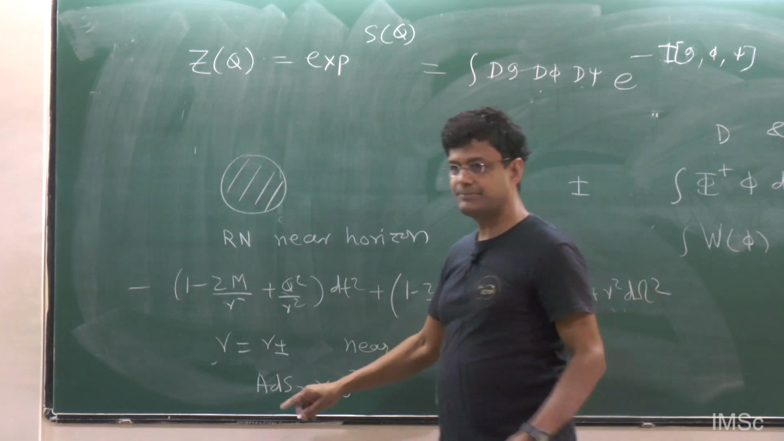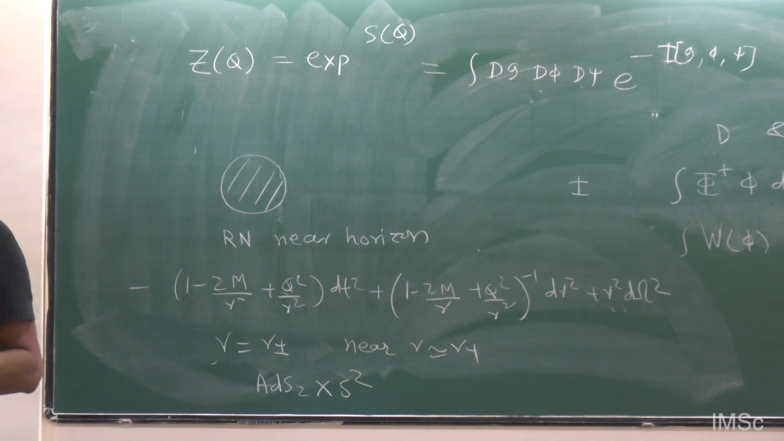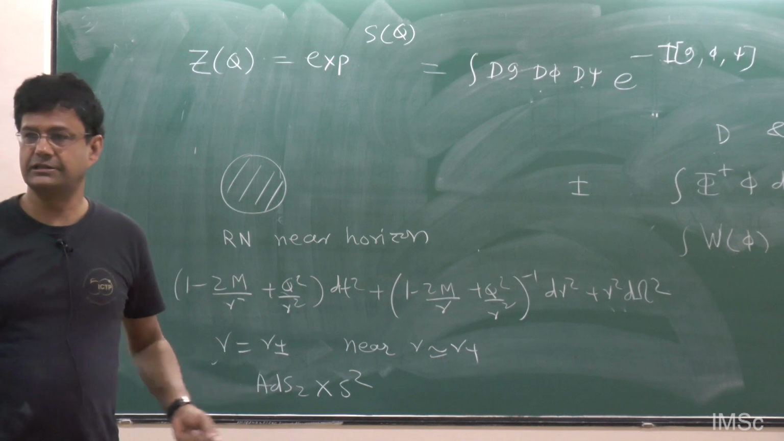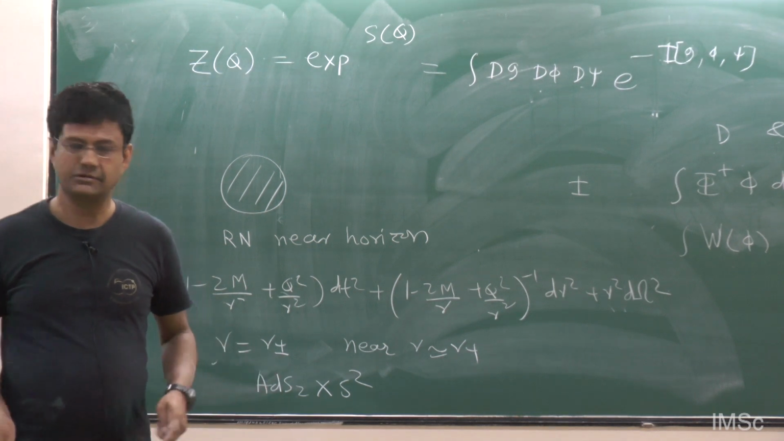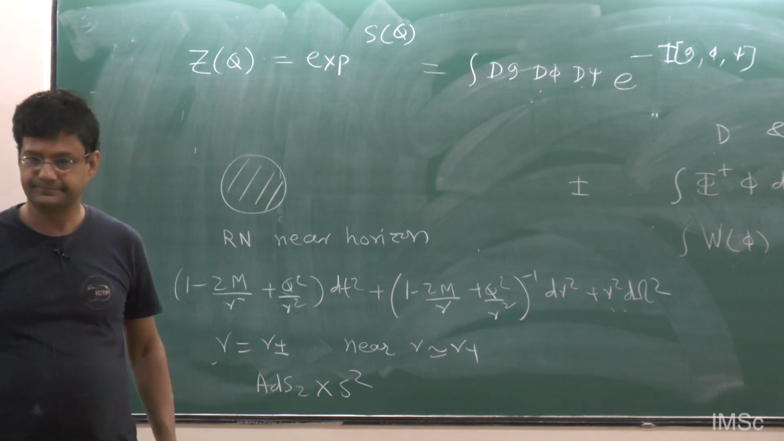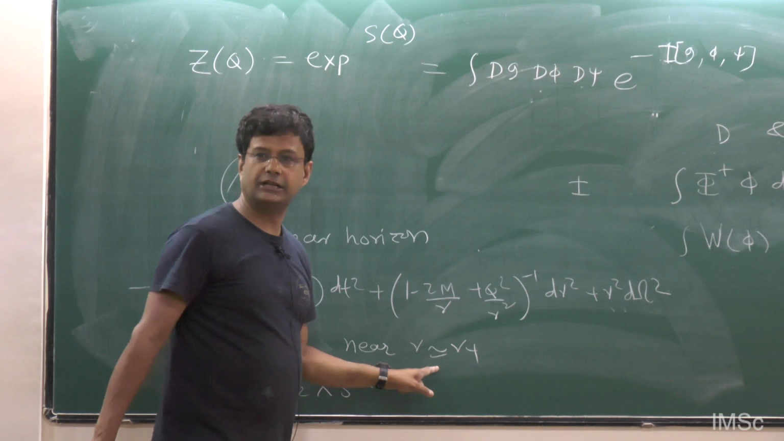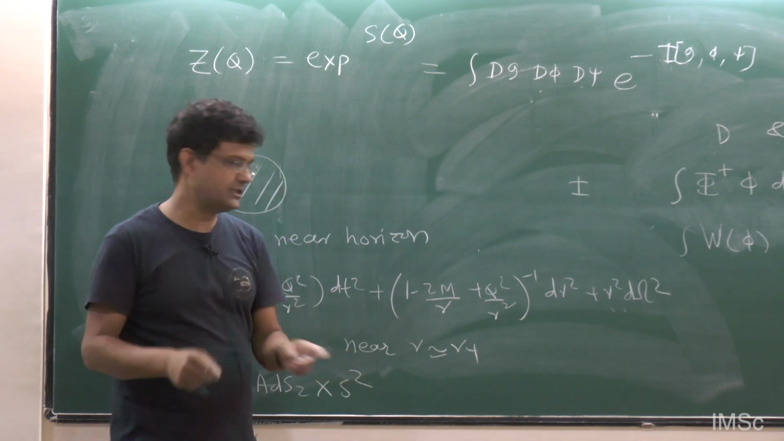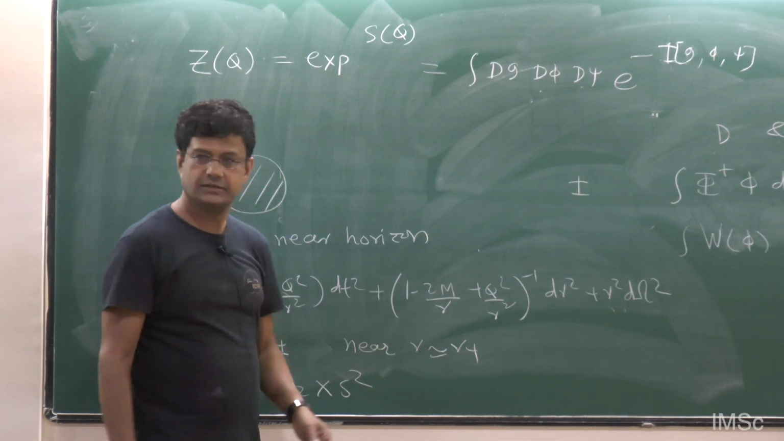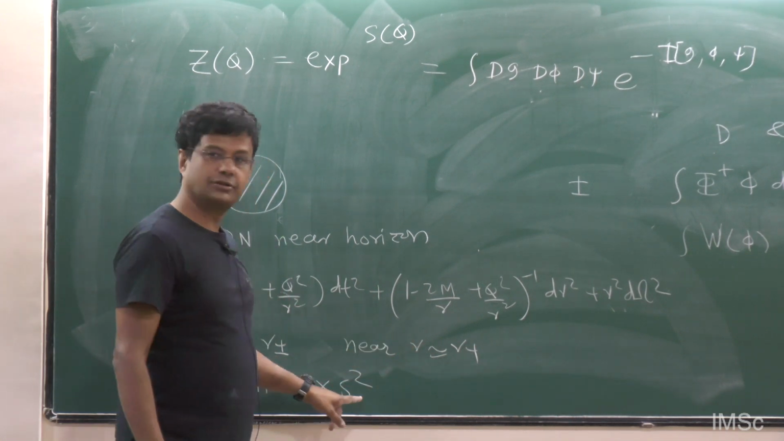And anti de Sitter space has a boundary. On that boundary you have to specify some boundary conditions on the fields, which tell you what the area of the black hole is. And the S2 has an area. So you take some limit appropriately, r plus and r minus approaching each other. In that limit, you get AdS2 cross S2.